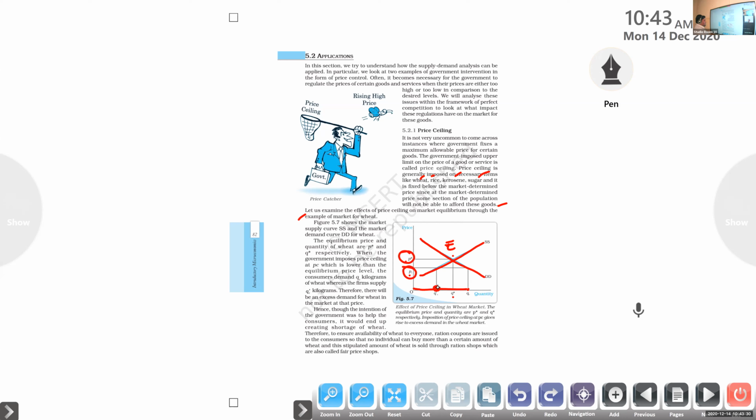So we are able to find that supply is less, so excess demand will be there. Hence, though the intention of the government was to help the consumers, it would end up creating a shortage of wheat. Therefore, to ensure availability of wheat to everyone, ration coupons are issued to the consumers so that no individual can buy more than a certain amount of wheat, and this stipulated amount of wheat is sold through ration shops. That's what the PDS shops, which are also called fair price shops. Is that idea clear?